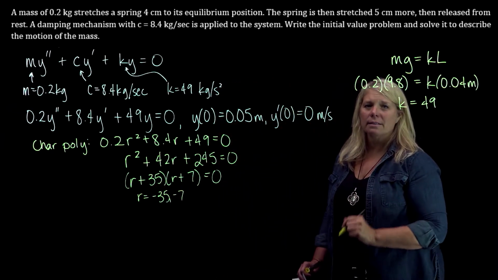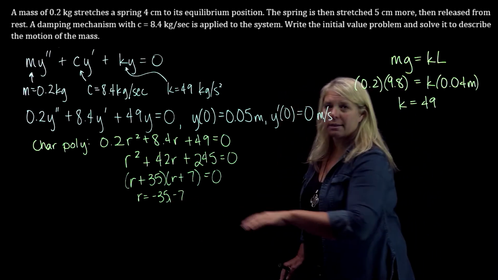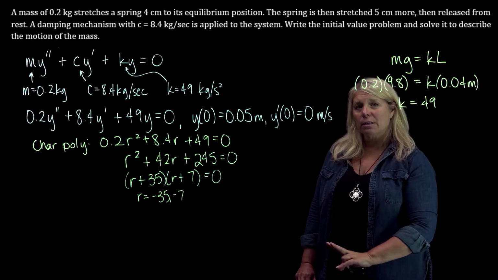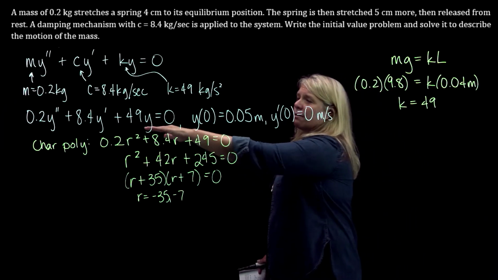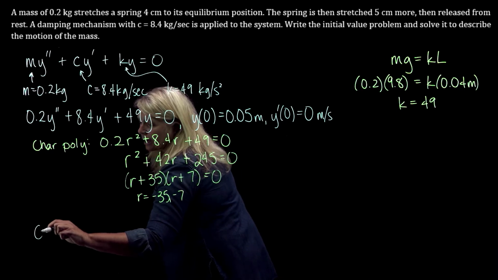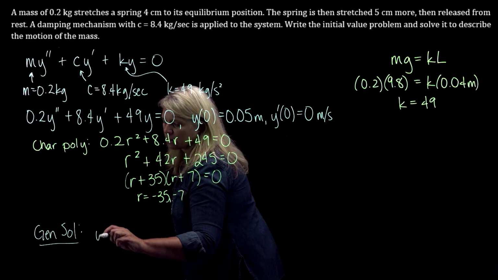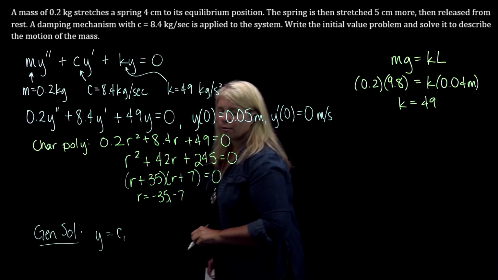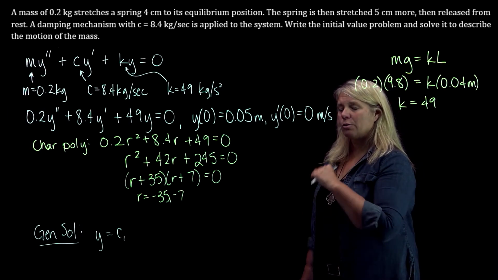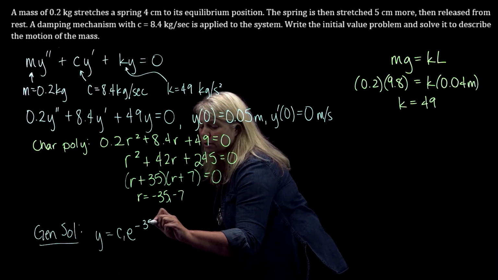Real, distinct zeros for the characteristic polynomial. So we know how to use those distinct zeros of the characteristic polynomial to write our two linearly independent functions that we need to solve the differential equation and write the general solution. So go ahead and put that here. For our real distinct zeros of the characteristic polynomial, remember that e to the rt will be your two linearly independent solutions.